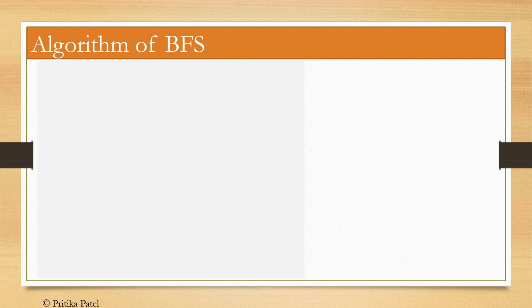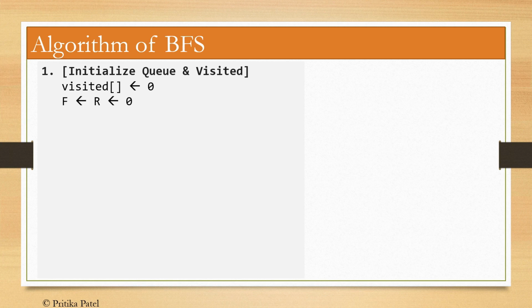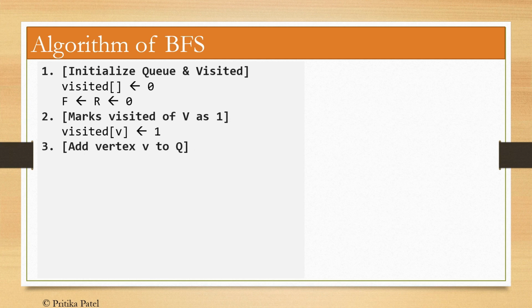Now the algorithm of BFS. Step number 1 is to initialize the queue and visited array. Initially the visited array is 0 and front and rear are both 0. Now mark visited of V as 1, so the visited vertex is set to 1. Step number 3 is to add vertex V to Q. For the insertion of a vertex into the Q, insert Q is used.